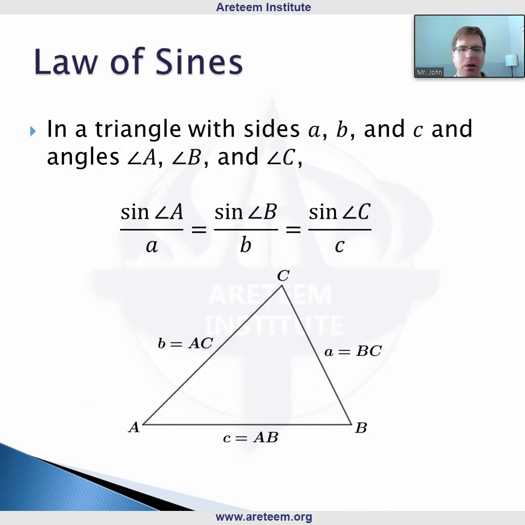So in a triangle with sides a, b, and c, and opposite angles A, B, and C, we have this relationship with ratios of the sine of angles divided by the corresponding side length. Sine of angle A divided by length a is equal to sine of angle B divided by length b, which is equal to sine of angle C divided by length c. We have a lot of symmetry here, and all three of these quantities are always equal to each other.